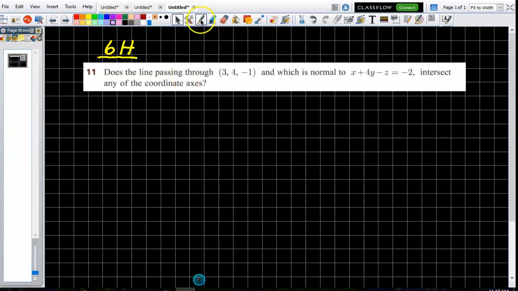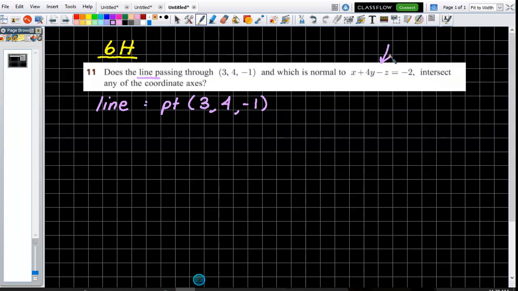And this is hopefully checking your understanding of planes and lines. So, does the line passing through the point (3, 4, -1), which is normal to this plane, intersect any of the axis coordinates? So before I can find out if it intersects any of the axis coordinates, don't I need the equation of the line? So then, what do I need to find the equation of a line?